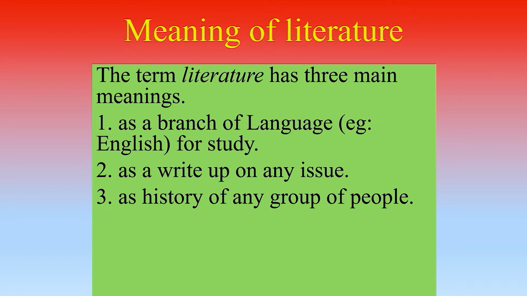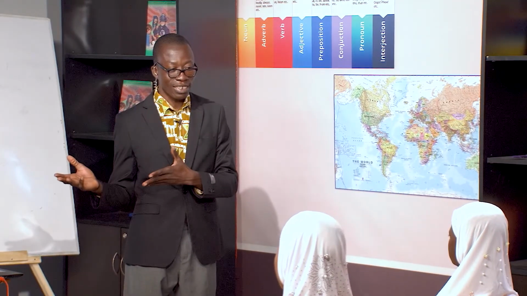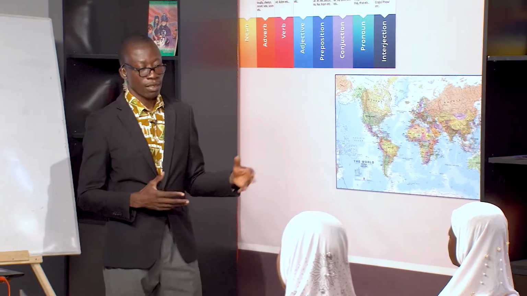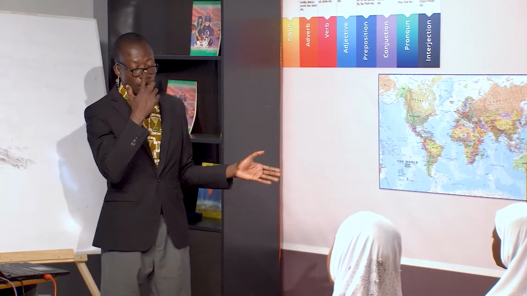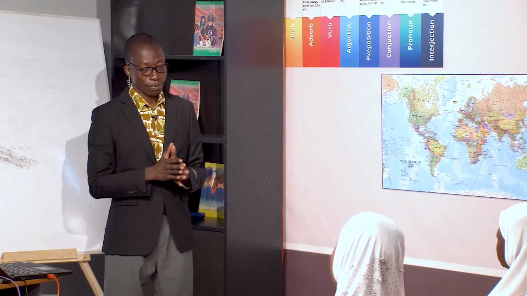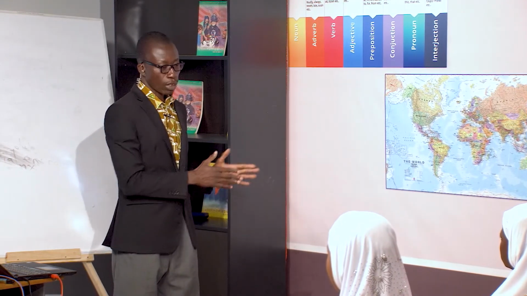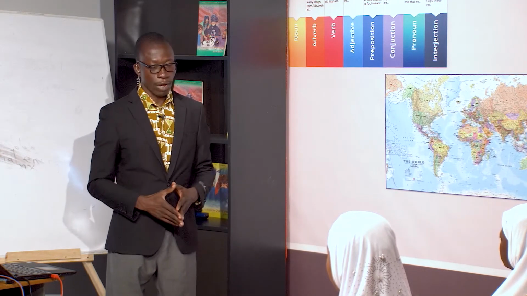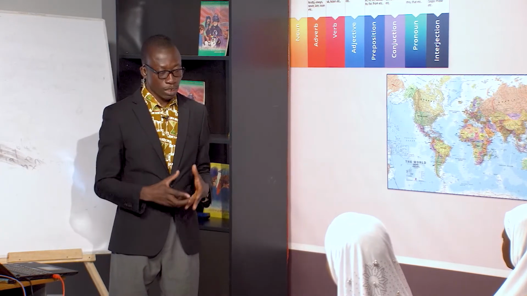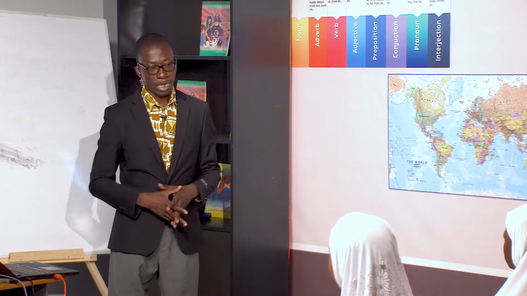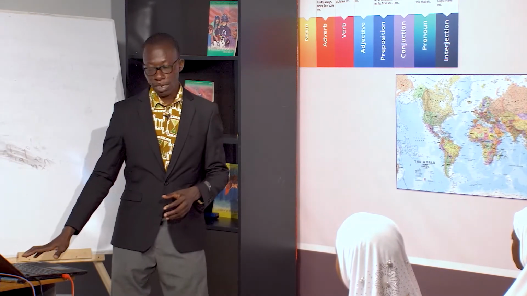It can be people in America. It can be people in the Asian continent. It can be people in European continent. Do you get me? Then when you come to each of these continents, we have regions or sections. Then we have towns. Then we even have villages. So the history of any of these groupings that we have is also termed literature. So when we talk of literature, there are three things that we can actually be referring to.